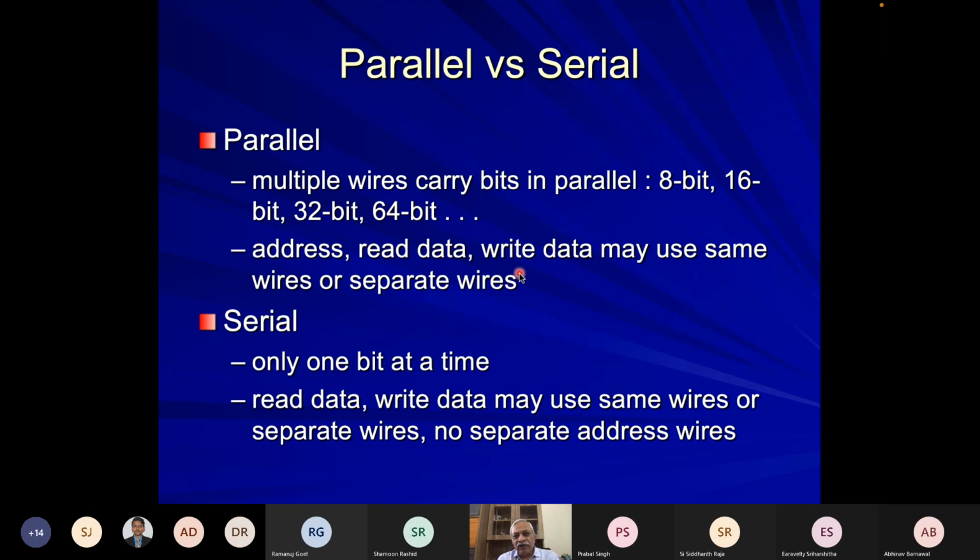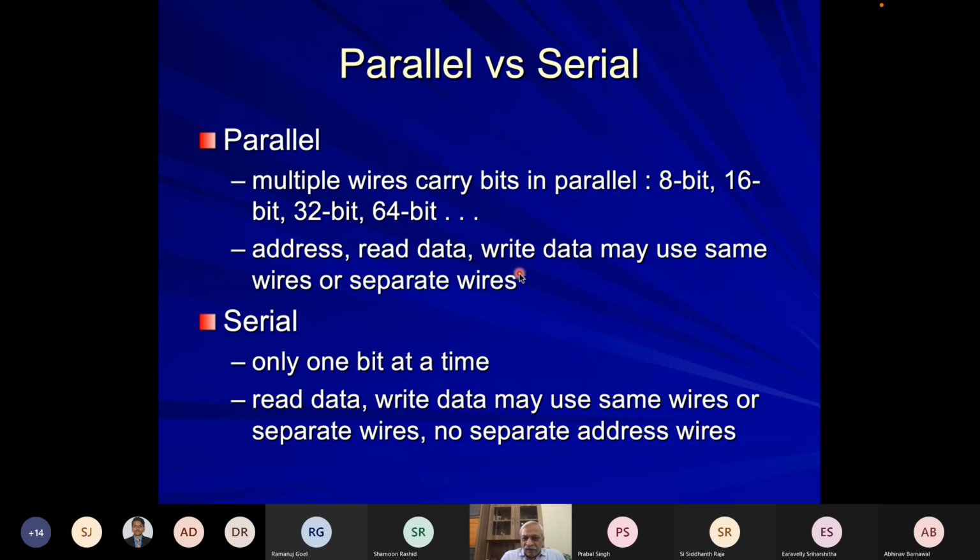We looked at AHB Lite as a parallel bus. This had the possibility of different numbers of bits. Parallel buses have multiple wires, typically a multiple of 8. There could be separate wires for address and data, or they could be combined. Those possibilities also exist. On the other hand, serial buses send one data bit at a time.